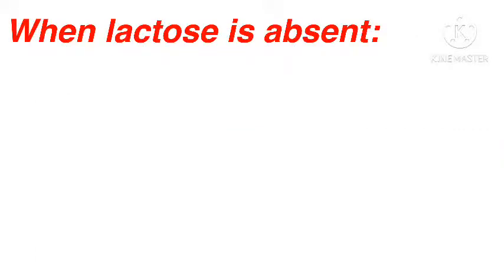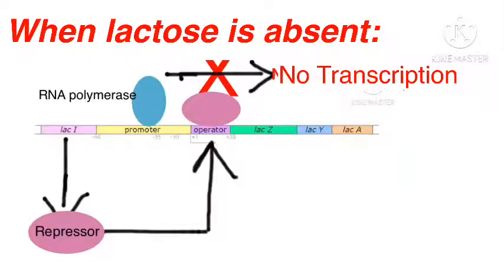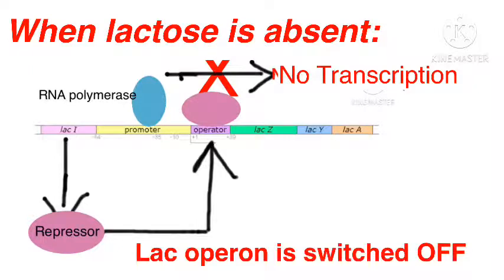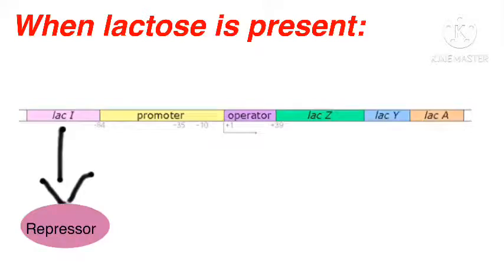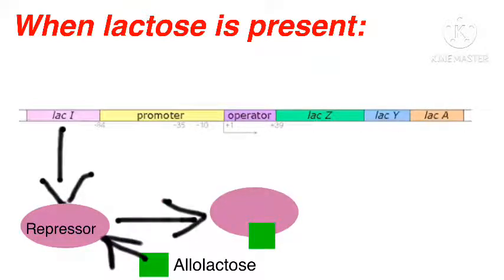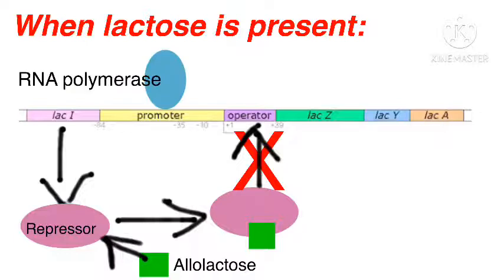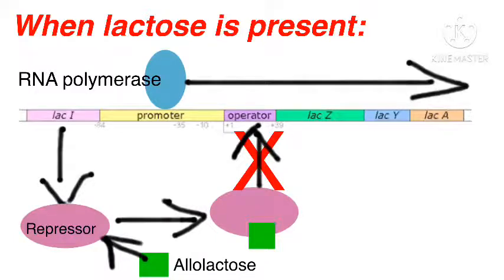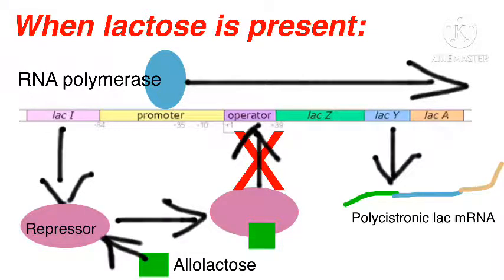Let's now see how lactose affects the Lac Operon. When lactose is absent in the medium, the active repressor protein binds to the operator sequence and inhibits transcription of the 3 Lac genes. Lac Operon therefore remains switched off. When lactose is present in the medium, its metabolite called allolactose binds to the repressor protein and inactivates the repressor. The inactive repressor is not capable of binding to the operator anymore and clears the way for RNA polymerase to smoothly transcribe the 3 Lac genes into 1 polycistronic Lac mRNA.